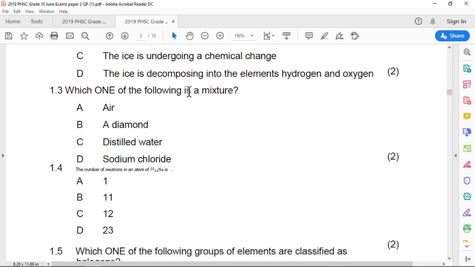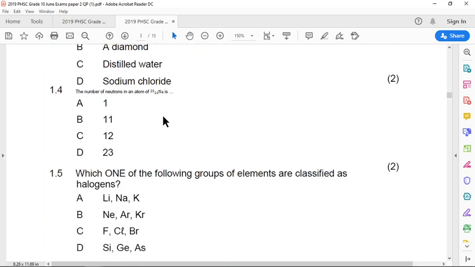Which one of the following is a mixture? Air, a diamond, distilled water, sodium chloride. This is a pure substance. It's an ionic compound, but it's pure. Distilled water is supposed to be pure. A diamond is one element only, so the only one that is a mixture is air, of nitrogen, oxygen, carbon dioxide, and some other more minor elements.